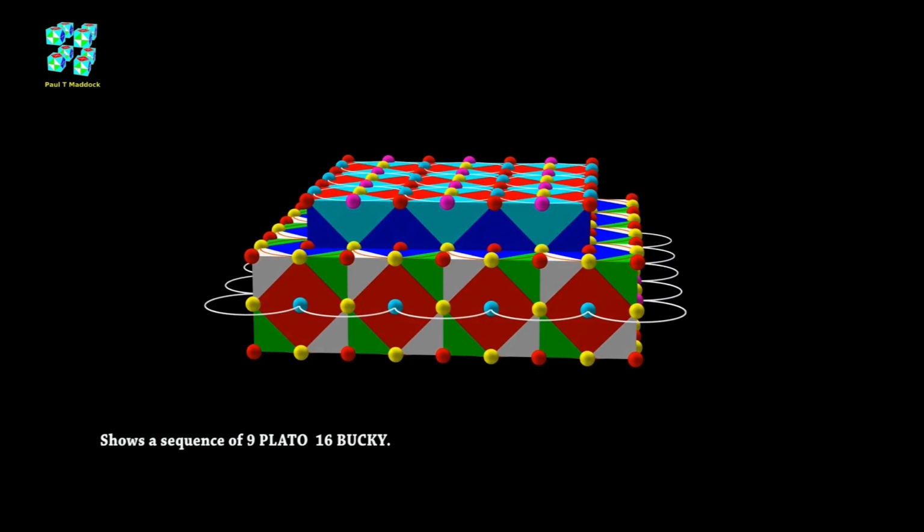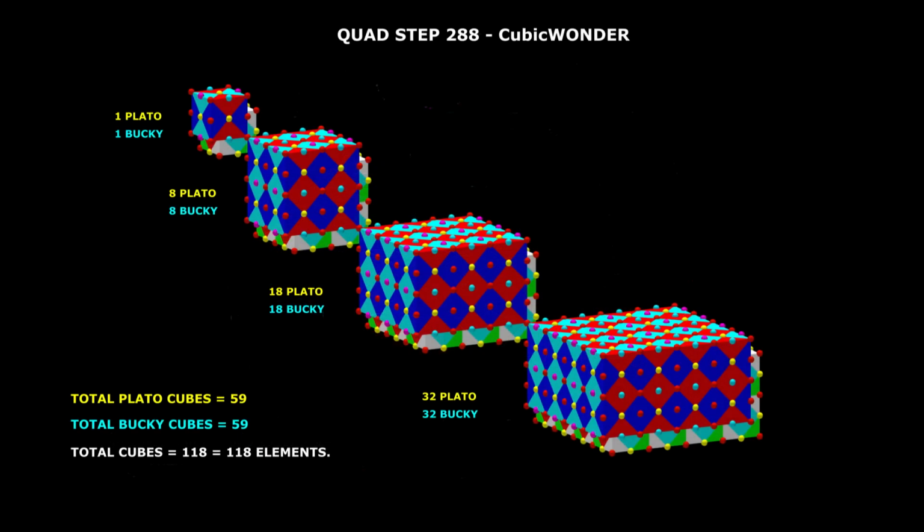Now I've put a lot of research into what I'm going to show you. I am showing 4 parallel cubic sections. First of all, check out the PLATO cubes. If we count the cubes in the y-axis, we get 7 cubes. Now check out the number of cubes in each layer. We start with 1, 4, 4, then we go to 9, 9, and then we go 16, 16. This comes to a total of 59 PLATO cubes.